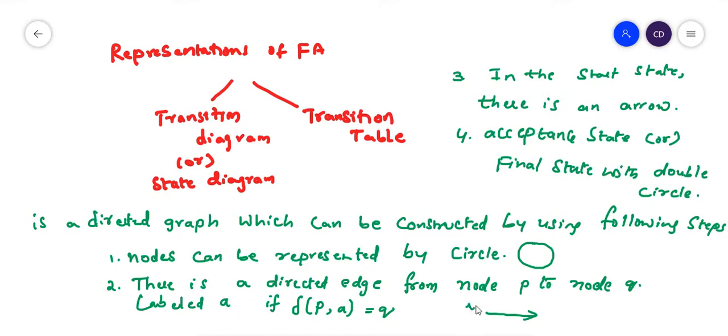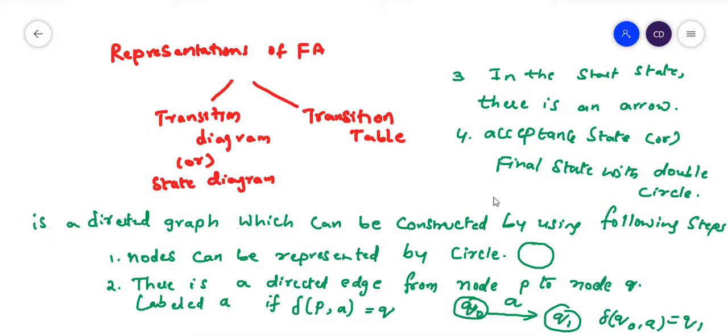Simply we can draw like this: we have a state Q0 and then we have another state Q1. I can represent each state with a circle. Now I have a directed edge from this node to this node with an input A, which means there is a transition function from Q0 with A, and I'll move to Q1. Then only we can have a directed edge from Q0 to Q1.